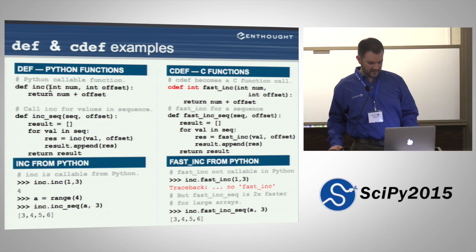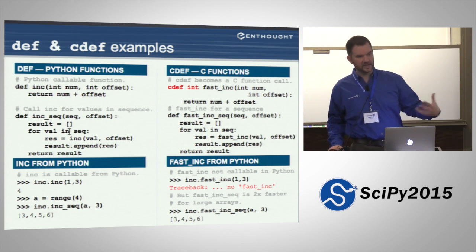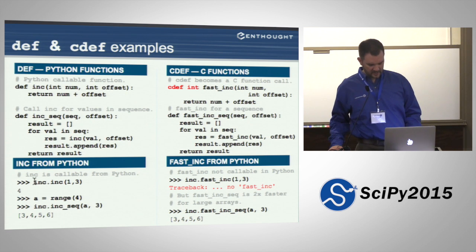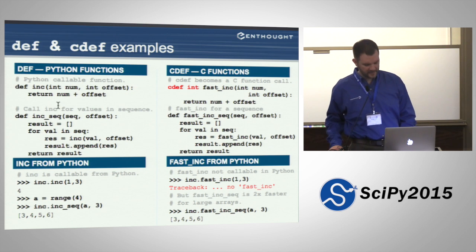This is Cython code, you can tell because we're typing here instead of plain Python, so this isn't valid Python. But if we compile this all together into an extension module, we can now call inc.inc, and we can also call inc.incseq to access both of these functions here. Nothing fancy or surprising going on here at all.